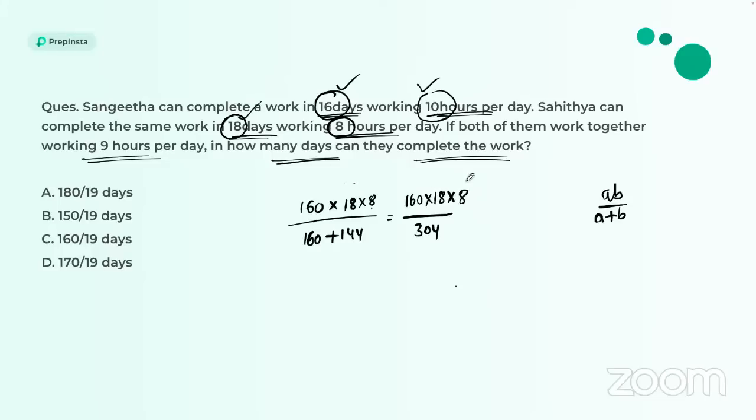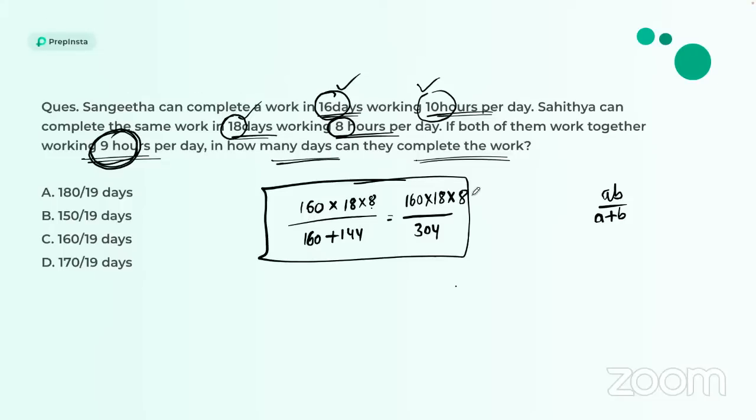This is the total time taken by the people. But they are working 9 hours per day, so the number of days will be reduced, right? Per day, they are spending 9 hours. So if you divide by those 9 hours, you will get the total number of days. If you want to get the total number of man hours, you have to multiply them.